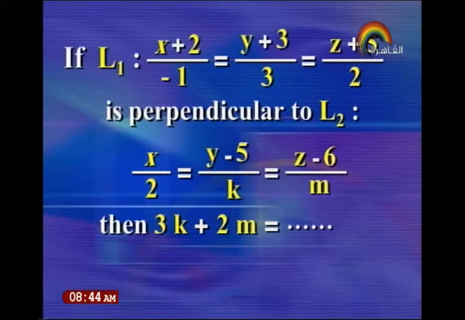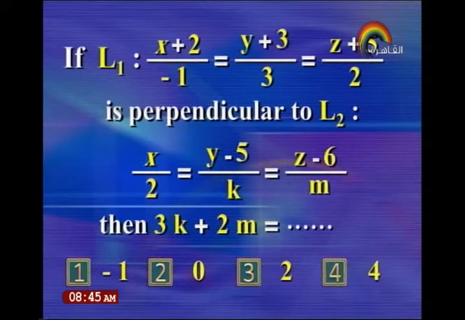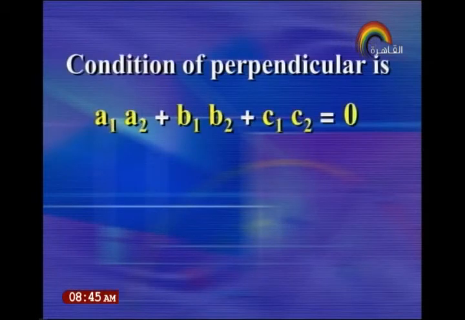Then, by using substitution about two straight lines, look at the student. The multiple choice is -1, or 0, or 2, or 4. Dear student, before we choose the correct answer, solve this problem. What is the condition of the perpendicular? Excellent. A1 A2 plus B1 B2 plus C1 C2 equals 0.